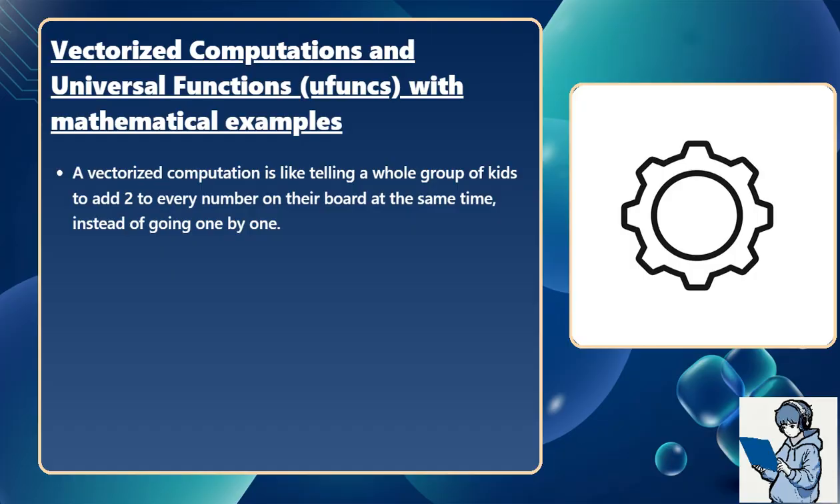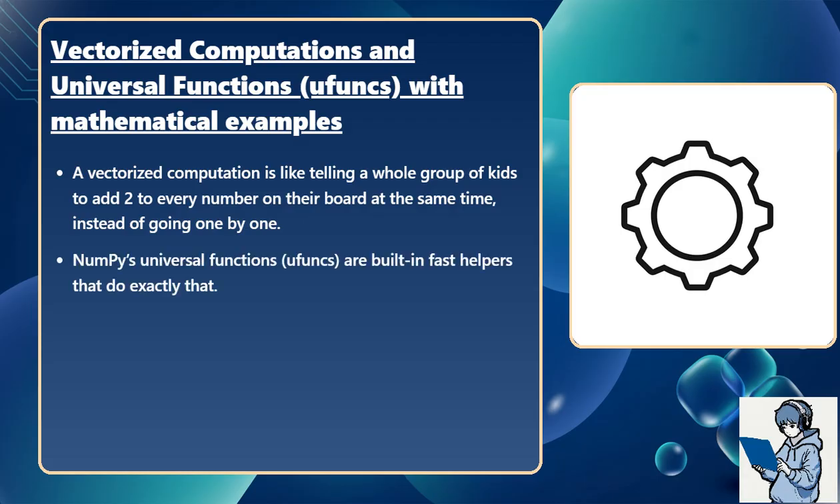A vectorized computation is like telling a whole group of kids to add 2 to every number on their board at the same time instead of going one by one. NumPy's universal functions, ufuncs, are built-in fast helpers that do exactly that.